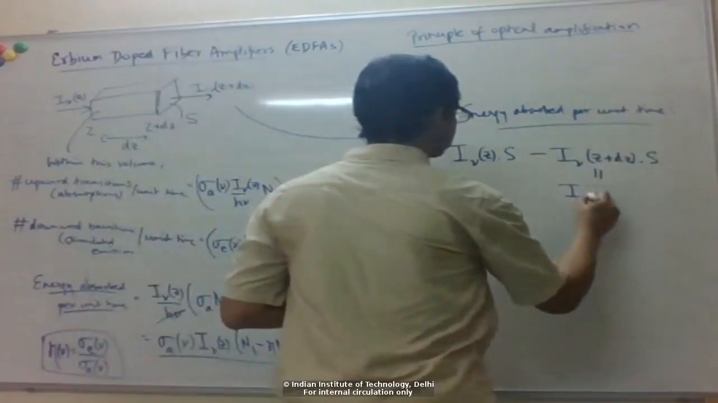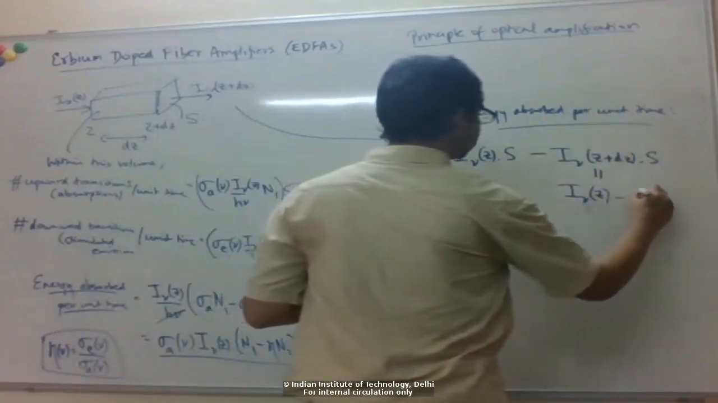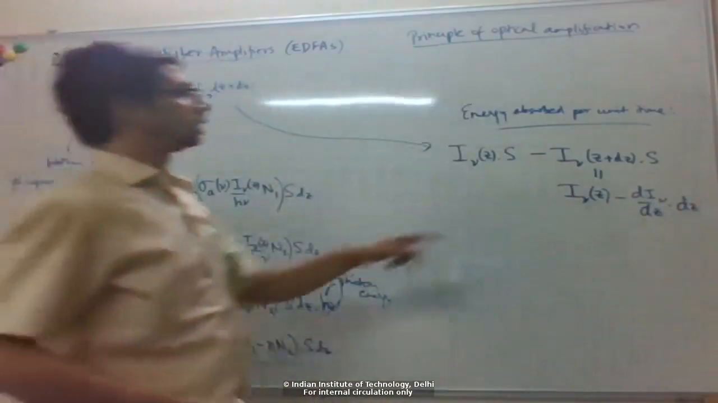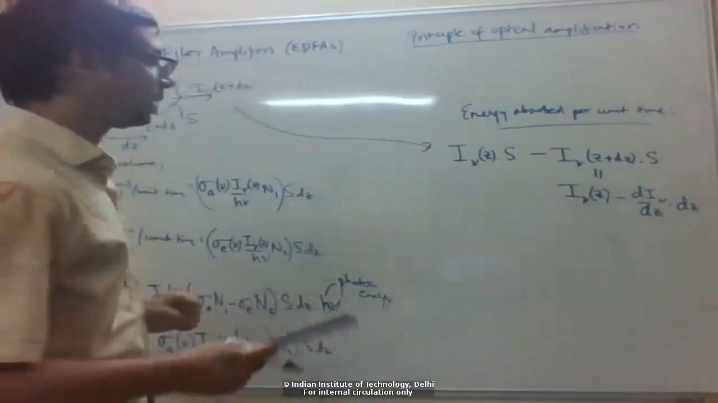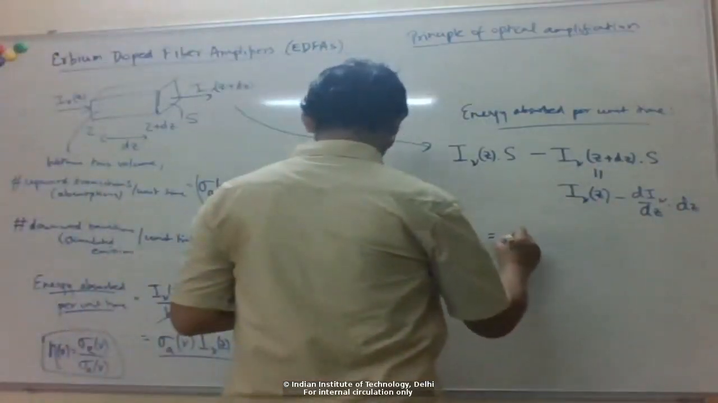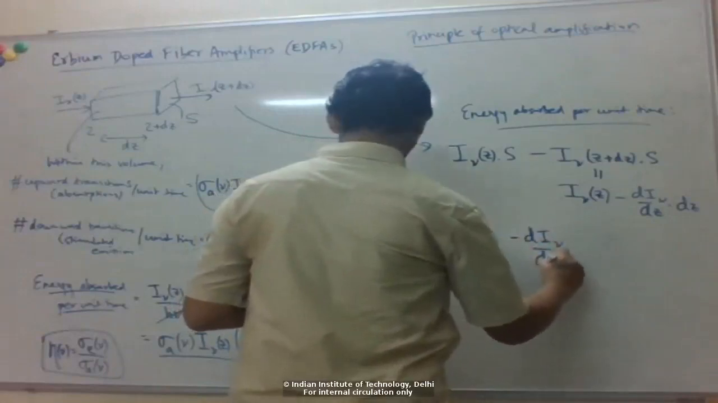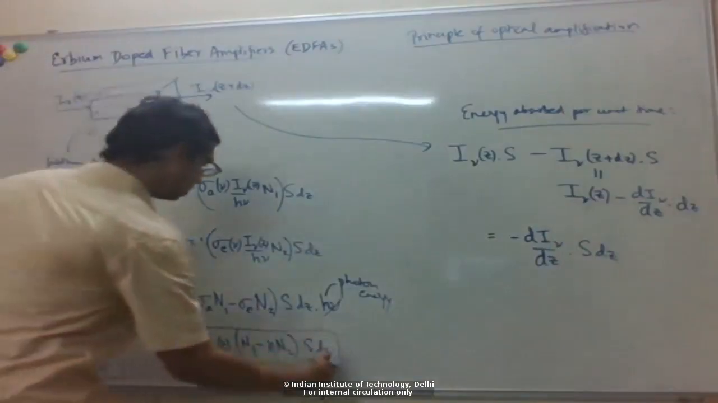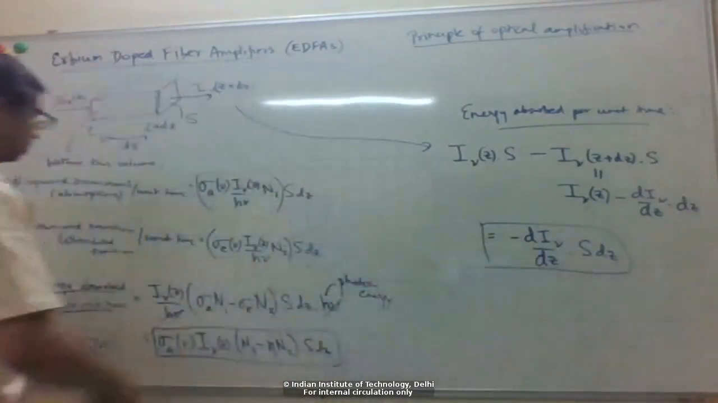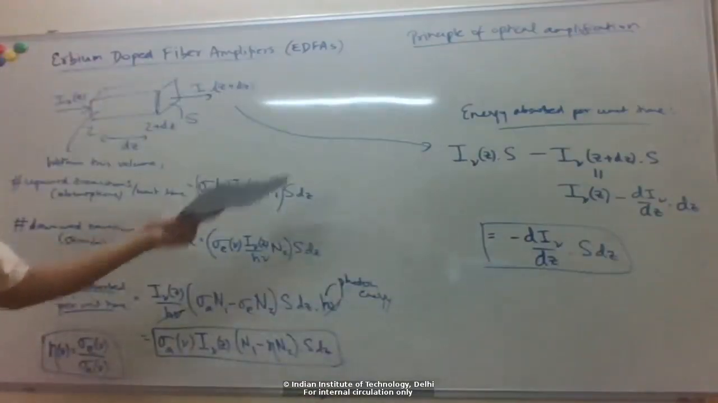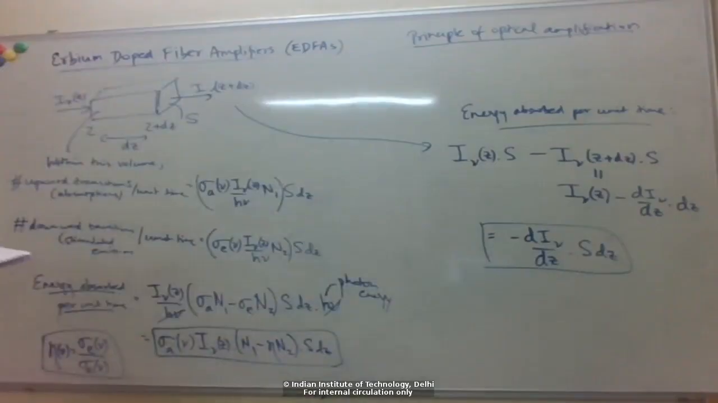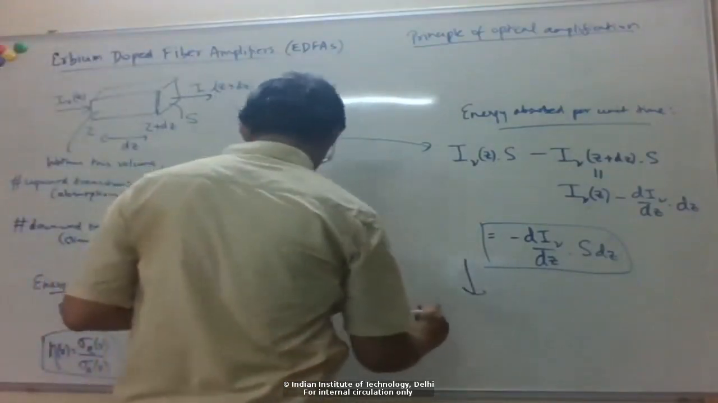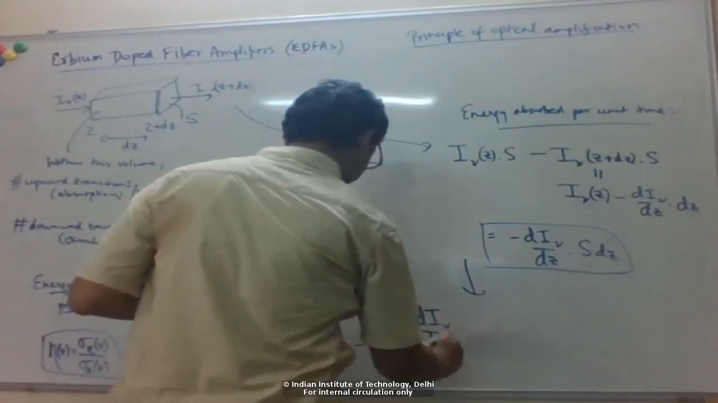Now I write this as I nu at z minus the derivative. I just do a Taylor expansion of this intensity at z plus delta z, so then this just becomes this. So this thing is basically equal to this thing, both are the same: the energy absorbed per unit time in that volume. Equating these two, we get an equation for the propagation of the intensity at the signal frequency.